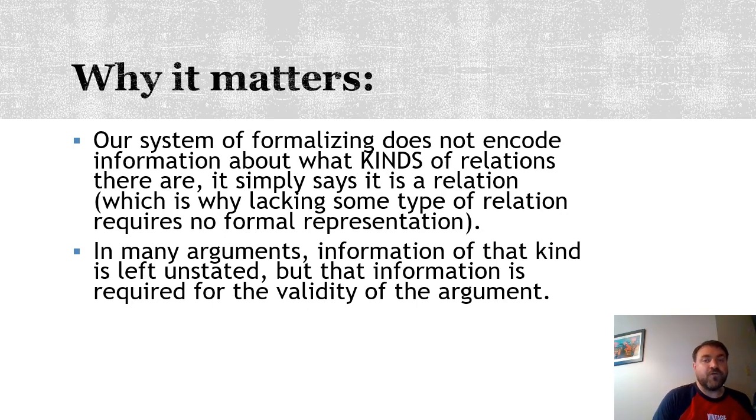Our system of formalizing does not encode information about what kinds of relations there are. It simply says that it's a relation. If you have some predicate letter with an X and a Y in it, or an A and a B, or a V and a W, you're saying there's a relation between V and W, the relation specified by the predicate, but you're not really specifying exactly what relation that is. You're just symbolizing it.